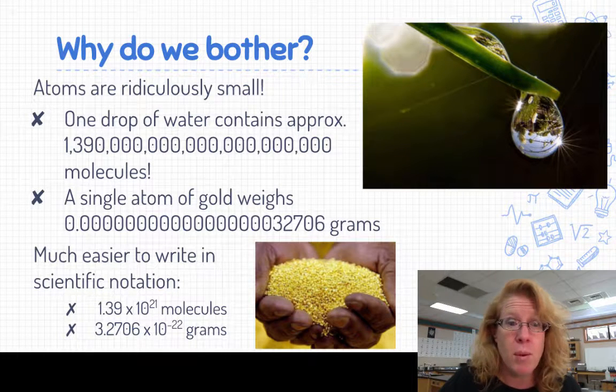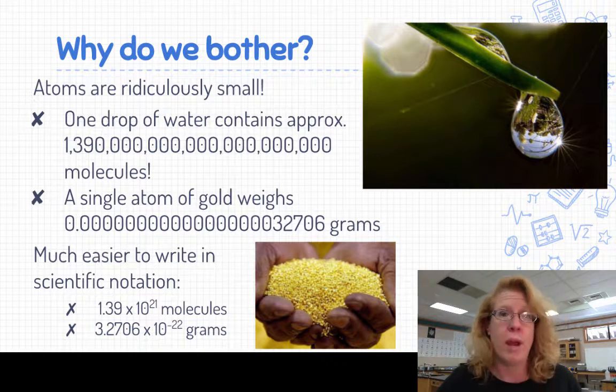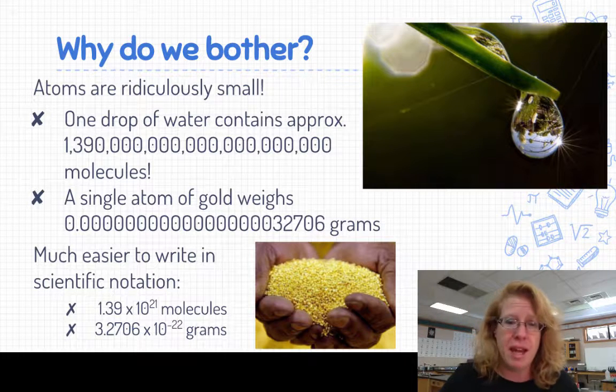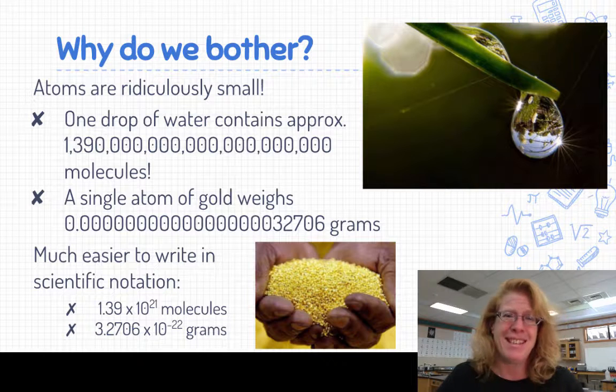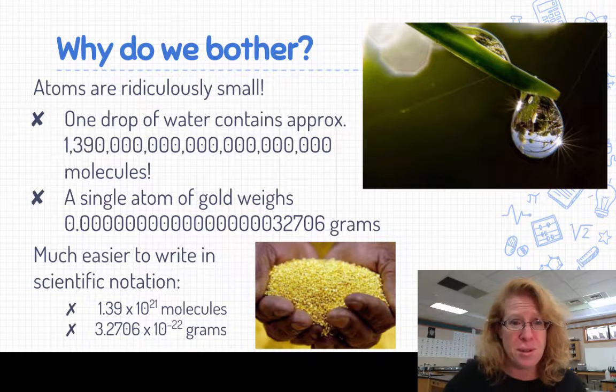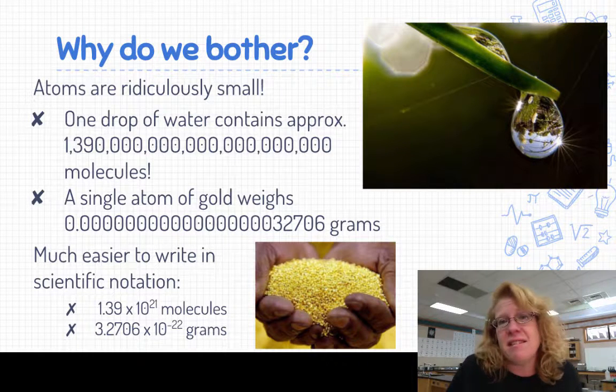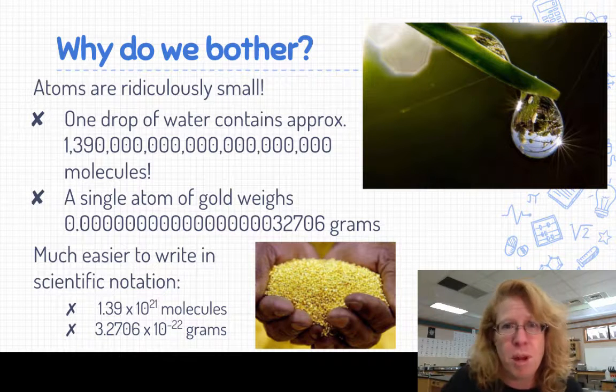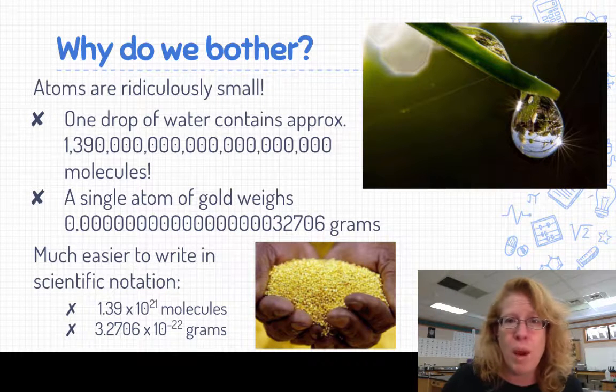Similarly, we can talk about really small ones. If you want to talk about how much gold weighs, we could talk about grams, like the dude who's got a pile of gold dust in his hand. I wish I had that. But if you talk about a single atom of gold, again, I don't even know how to say that number, 0.000000, I lost them all, 32706 grams. It's unimaginable how small that number is. We have no way of discussing what that is.